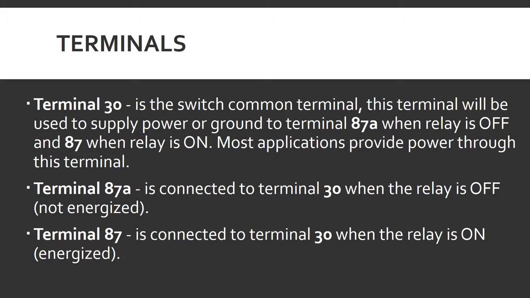Terminal 87A is connected to terminal 30 when the relay is off or not energized. This is known as the normally closed side of the switch. Terminal 87 is connected to terminal 30 when the relay is on or energized. This is known as the normally open side of the switch.